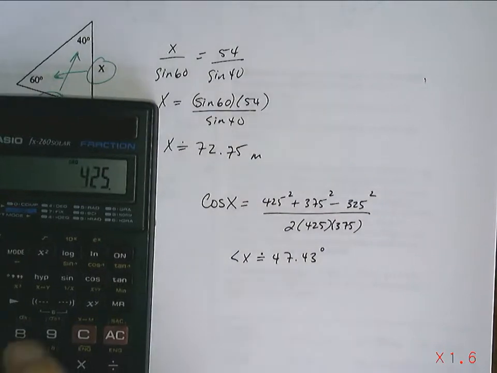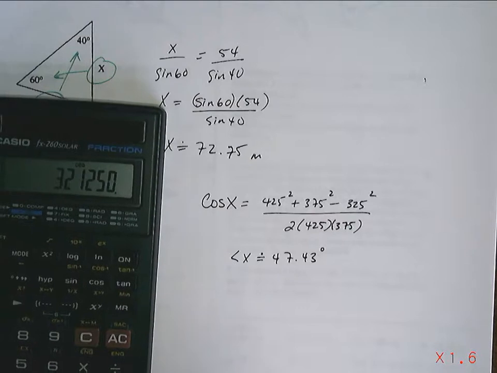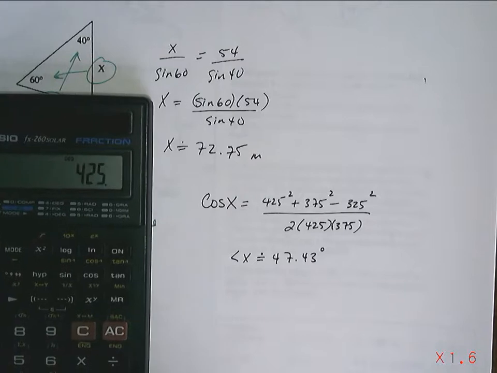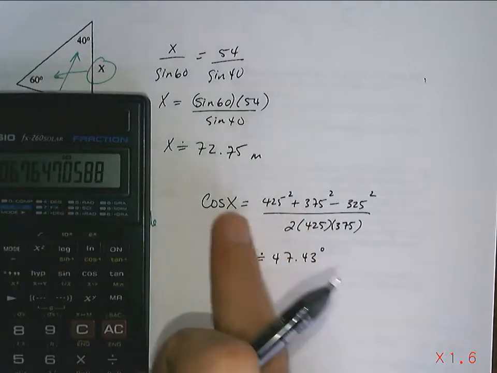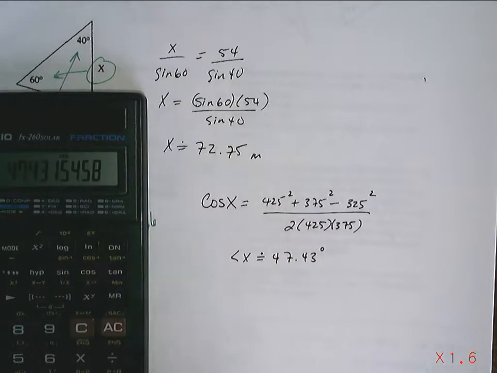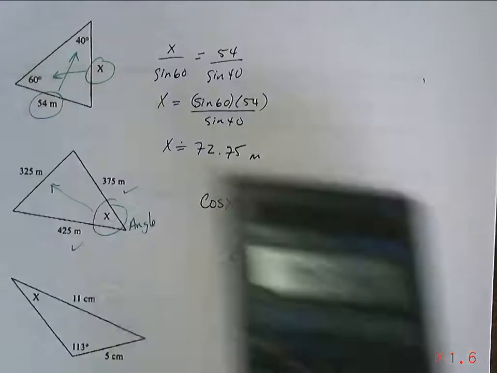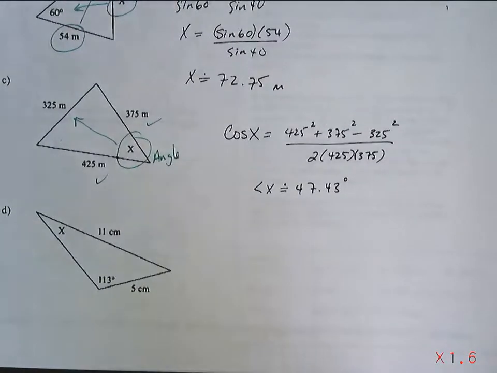Now I'm going to check that just to make sure. So 425 squared plus 375 squared equals minus 325 squared equals divided by 2 equals divided by 425 equals divided by 375 equals. That is the decimal, but I want to do the inverse. And I get the same answer, so I was right the first time, and I was right the second time, and there's nothing wrong with checking. Yay!